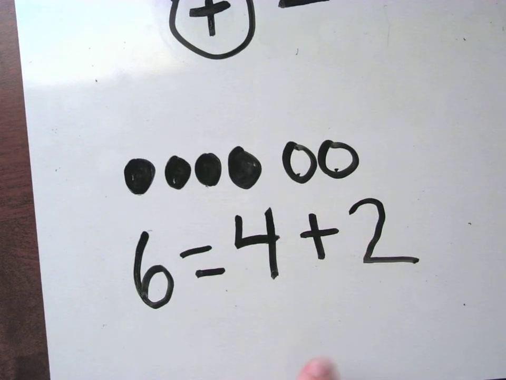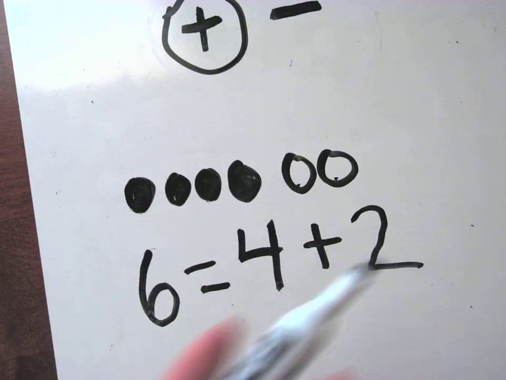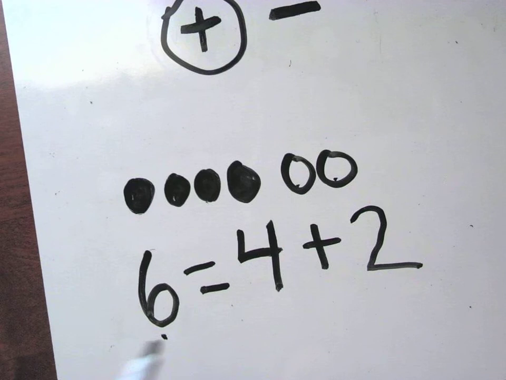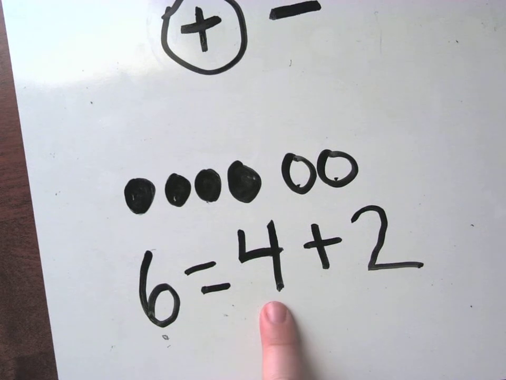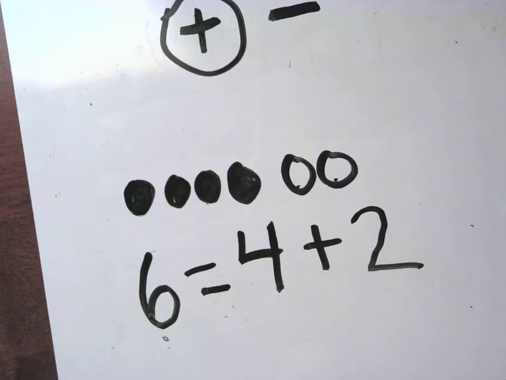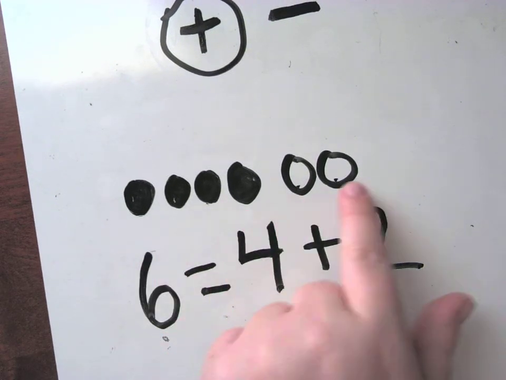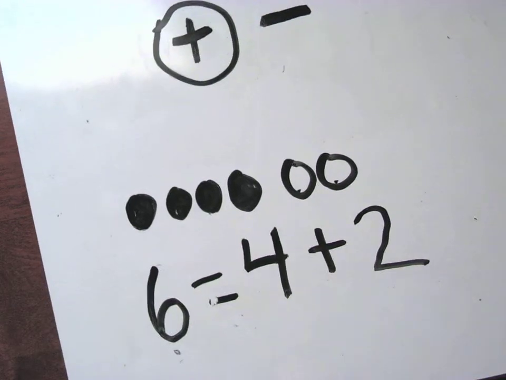Okay, so sometimes using your finger or a pen to point to what you're reading, just like when you read a book, you point to the word you're reading. It helps you stay on track, okay? So let's read it. Ready? 6 equals 4 plus 2. 4 plus 2 equals 6.